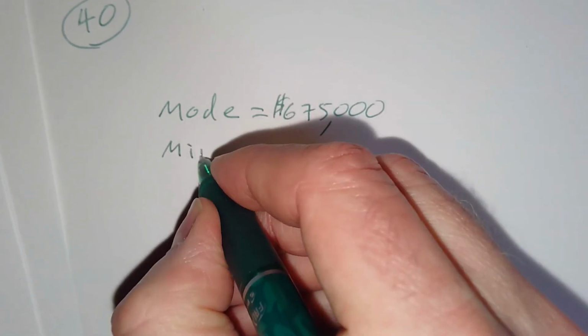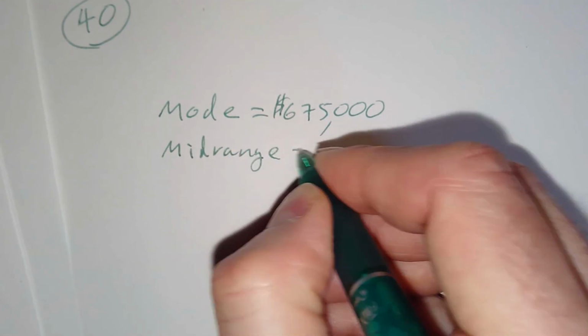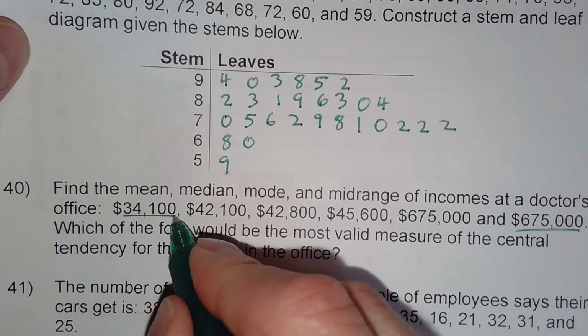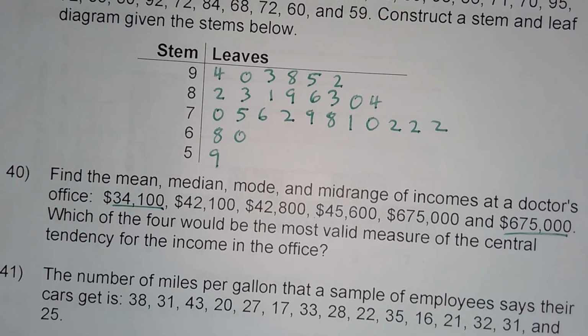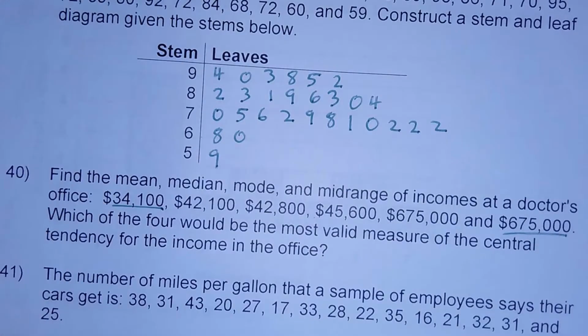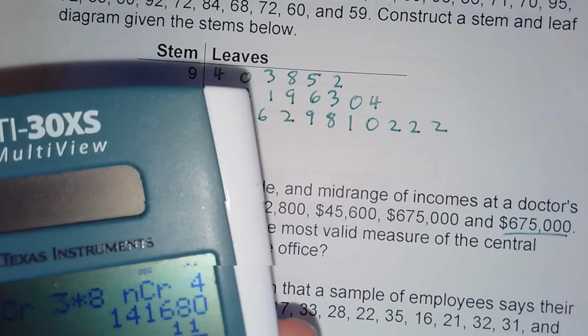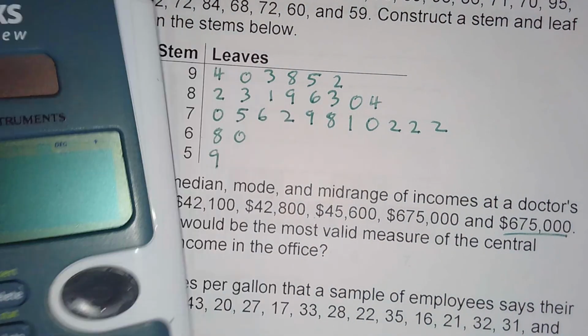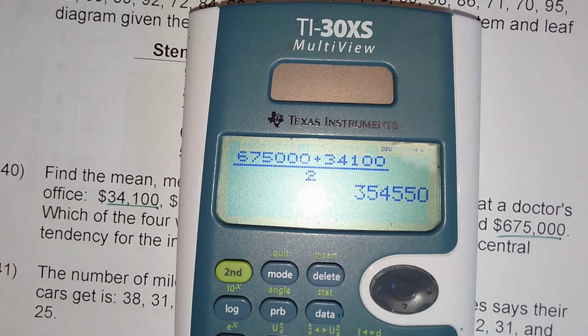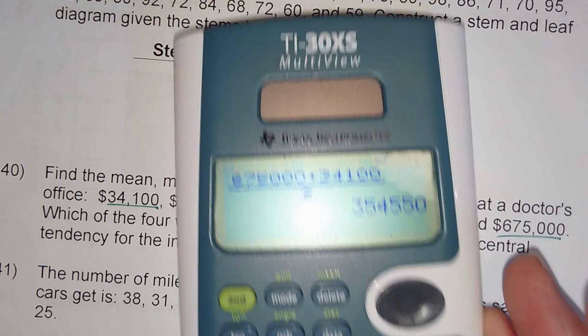And I guess we'll do the mid-range. So looking at this is our largest value, this is our smallest value. So remember the mid-range, I'm adding those two values together and dividing by 2. So let's do that. So that gives us 354,550.